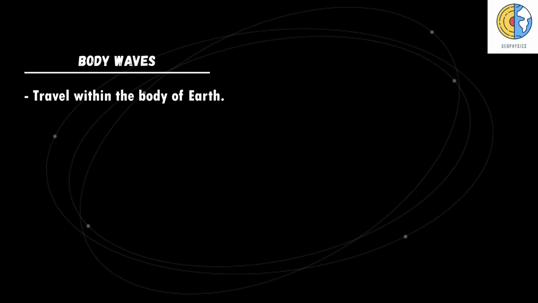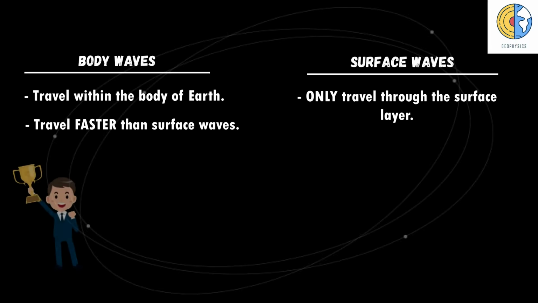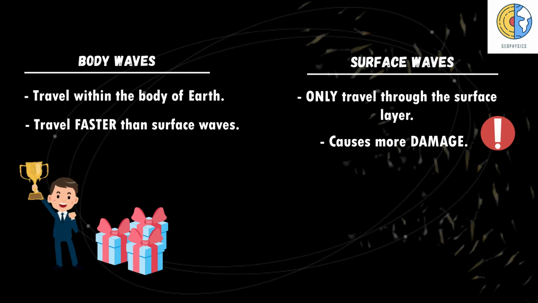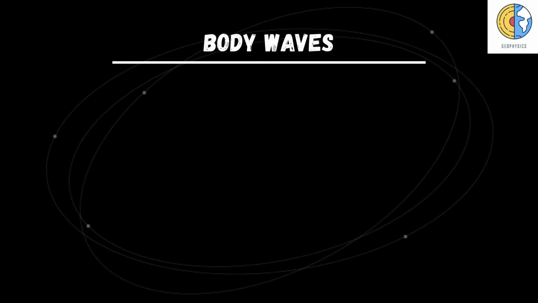Body waves are waves that travel through the Earth's inner layers, while surface waves are waves that can only travel through the surface layer. The body waves travel faster than the surface waves. However, surface waves cause more damage than the body waves. Now, there are two types of body waves: primary waves and secondary waves.